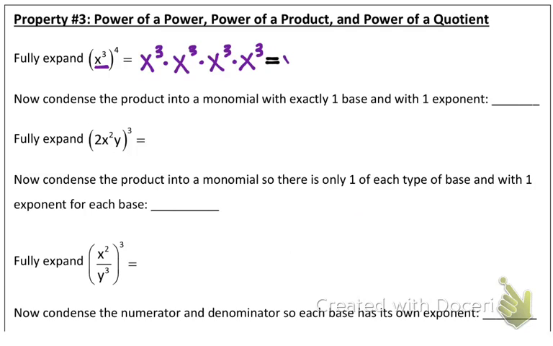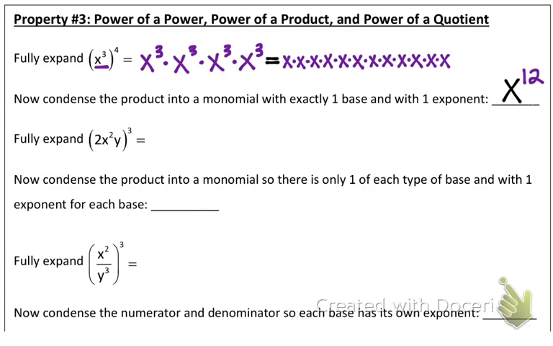Well, how many copies of x is that total? So we have our first 3 times the next 3 times the next 3 times the last 3. So when we expand this expression out fully, we end up having 12 different copies of x. So that is our condensed expression into a monomial with exactly one base, which is x, and our exponent of 12.